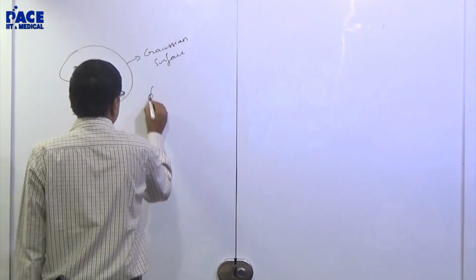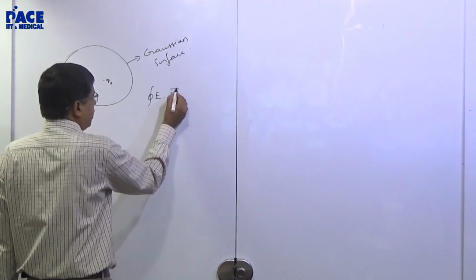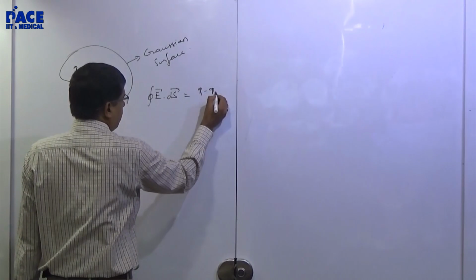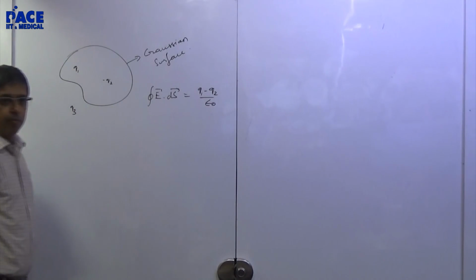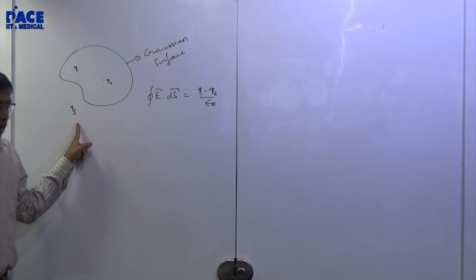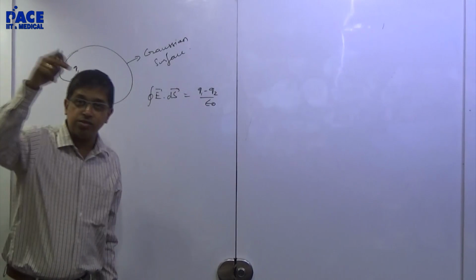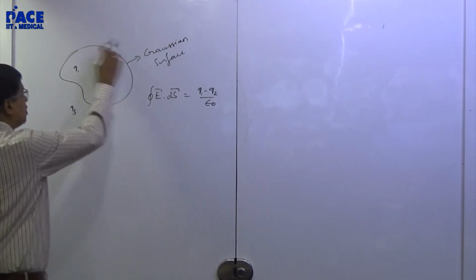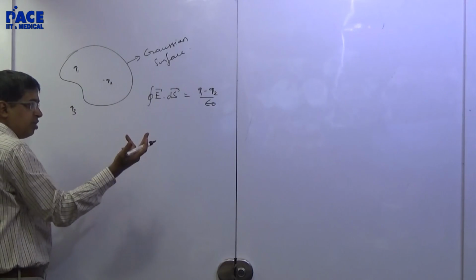So, closed integral E dot dS, the flux through this surface, will be (q1 minus q2) by epsilon naught. What did you do to q3? This should be the charge enclosed inside the Gaussian surface. Are you trying to tell me the flux through this surface due to q3 will be 0? Yes.